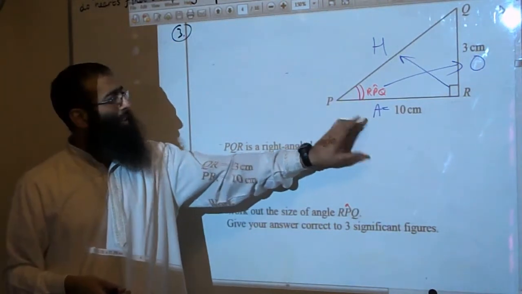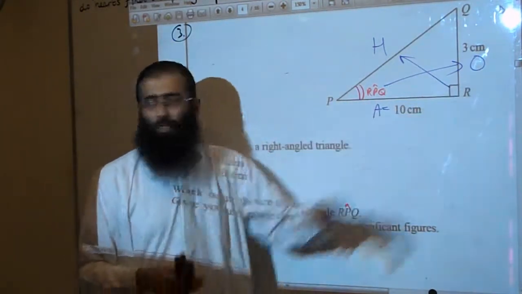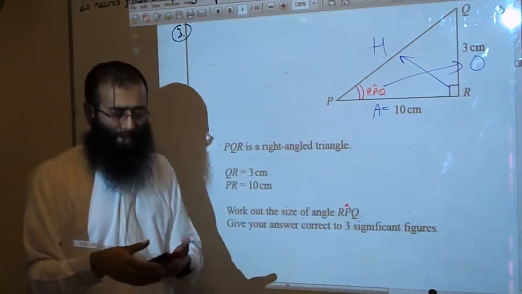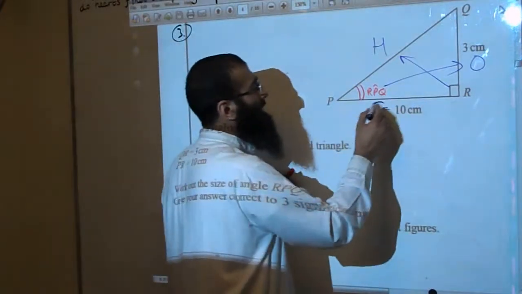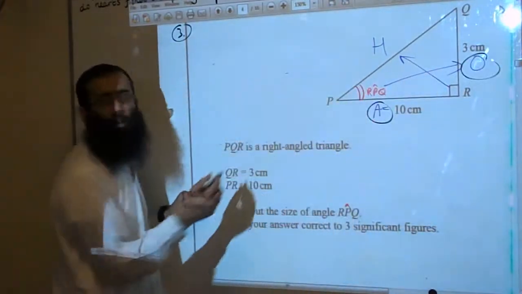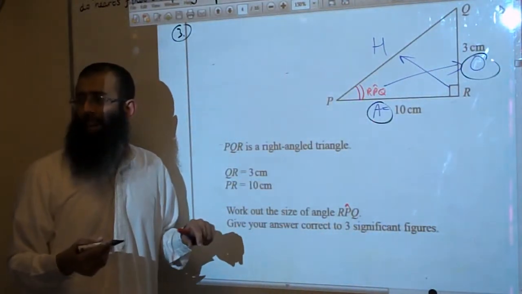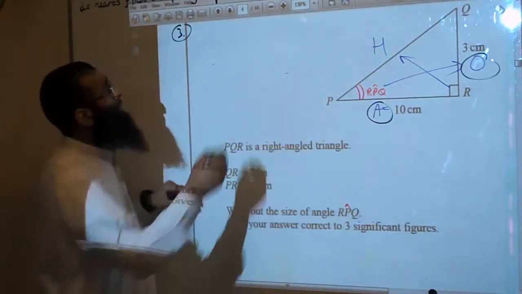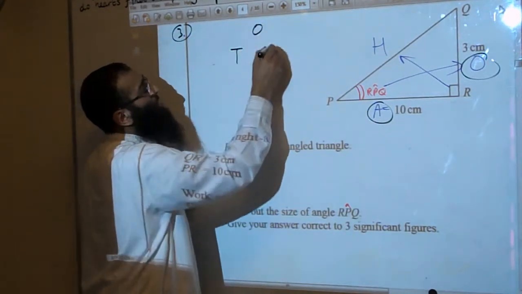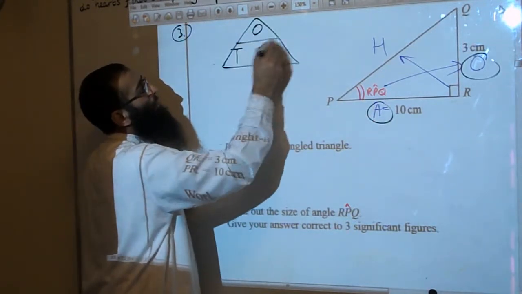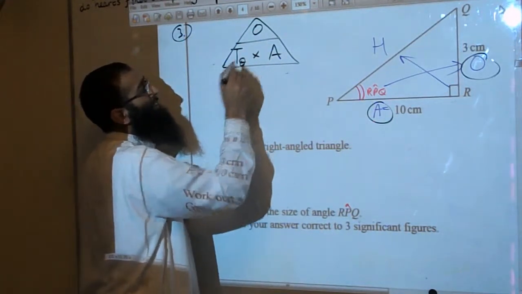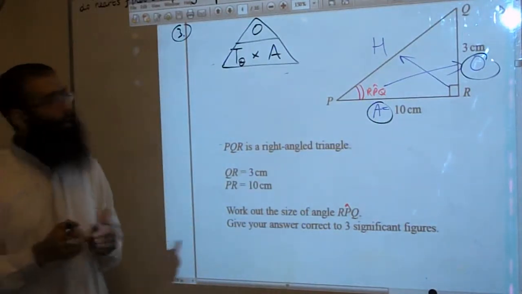Now, if we look at this question, what do we know? We know the adjacent and we know the opposite. So now, if you want to just do soh-cah-toa in your head, it's between what letters? O and A. What sound does that make? Toa. So it's going to be tan. That's a quick way for us to find the correct identity without doing lots of messing about. We can easily get to where we want to get to straight away.